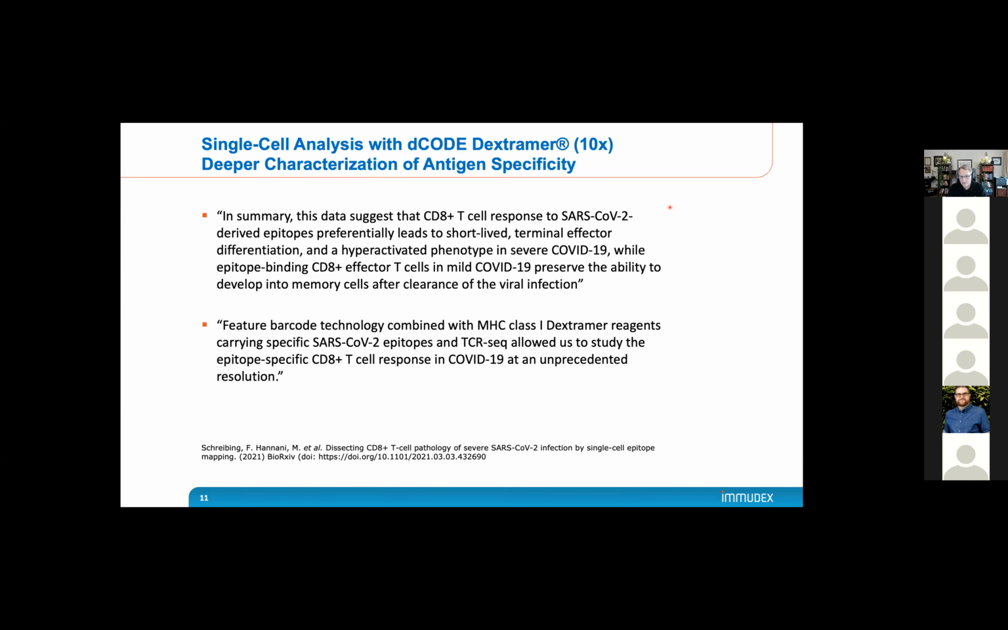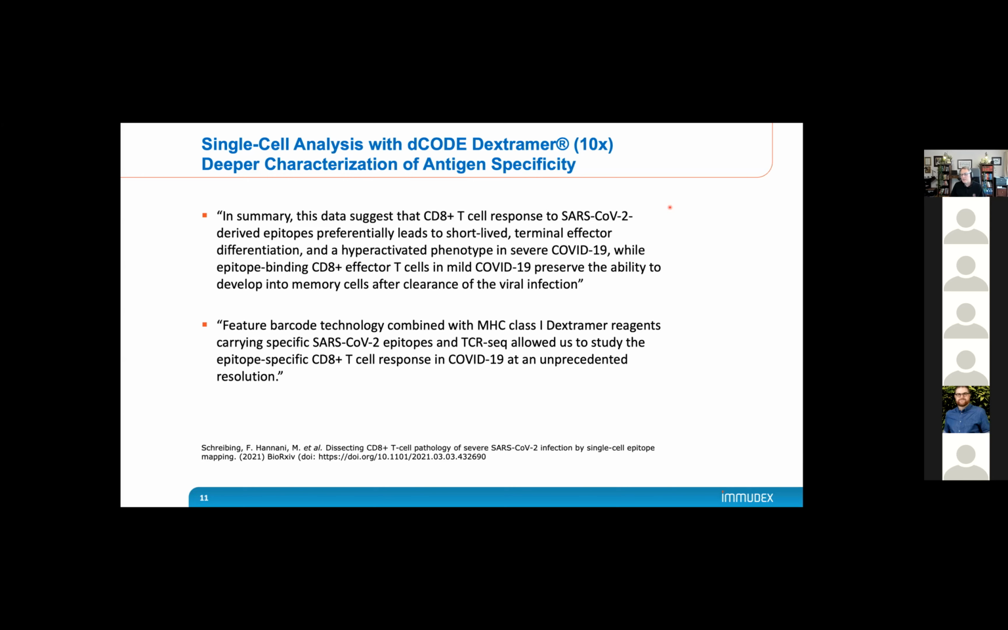clearance of viral infection. And secondly, the feature barcode technology combined with the class 1 dextramer reagents carrying specific SARS-CoV-2 epitopes and TCR-seq allowed us to study the epitope-specific CD8 T cell response in COVID-19 at unprecedented resolution.